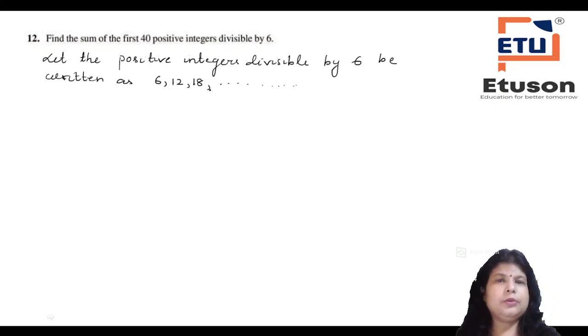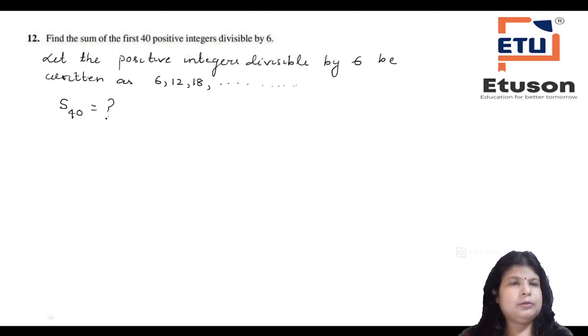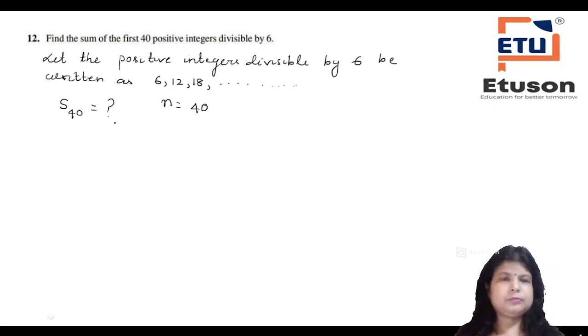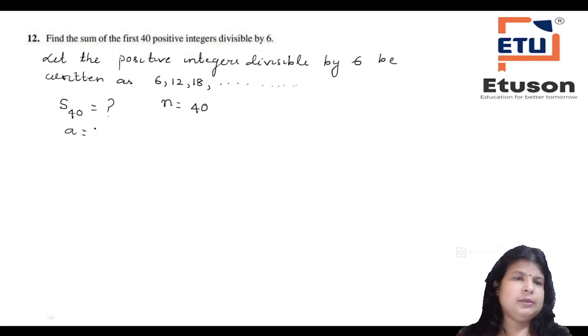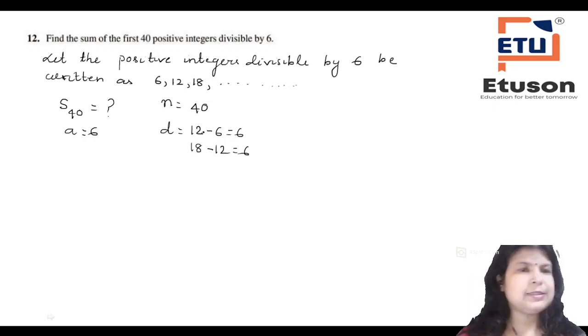Right? So now what you have to find out is S40. What is n value here? N is equal to 40. What is first term here? It is 6. What is common difference? That is 12 minus 6, that is equal to 6. You can reconfirm by taking the third term and the second term. That is also 6. So you have got now the common difference.